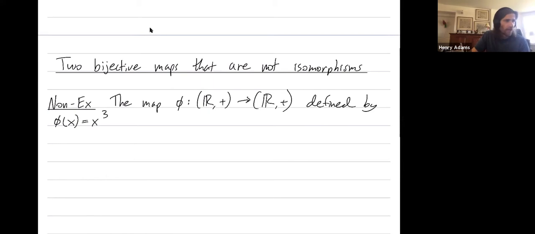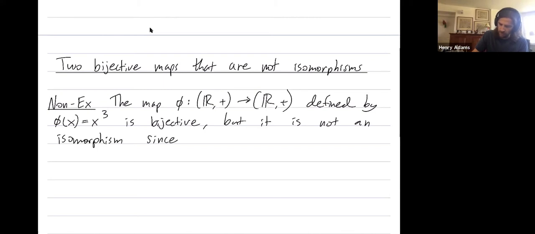I'll draw a picture of that. It is bijective, meaning it is one-to-one and onto, but it is not an isomorphism since, okay, and we'll fill in why. So first, let me explain why this function is bijective.